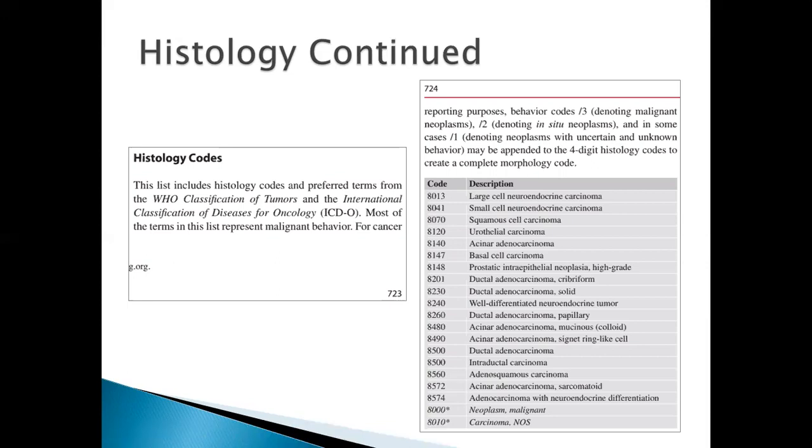All right, so make sure that when you're abstracting, you always pay close attention to the histologies that are included in that chapter. There are some histologies, if they're not listed there, and sometimes they're just not staged at all, okay? So that's why it's important to really pay attention to that listing.